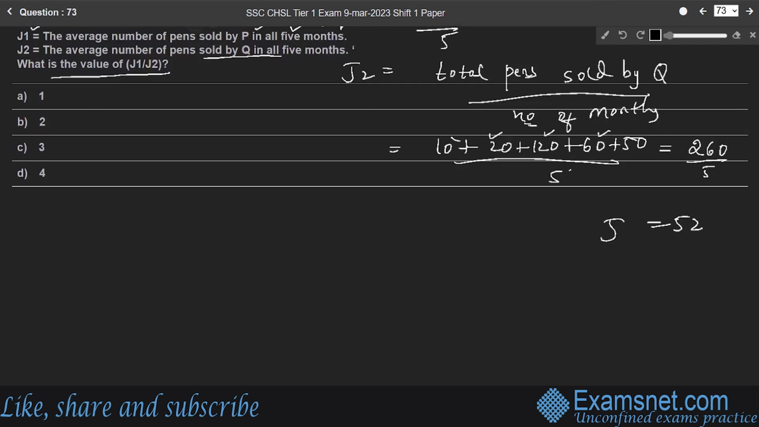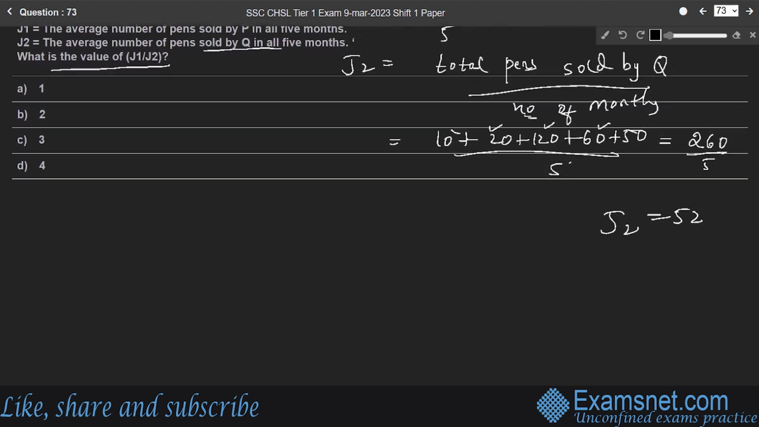Right? So J1 and J2 have the same value. So 52. Therefore, we need J1 by J2. So 52 by 52, which is equal to 1, option A.